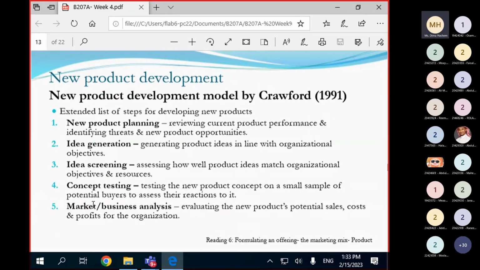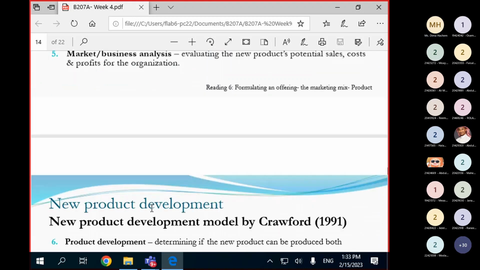So here we have another model by another researcher. He's called Crawford, and mainly it's the same idea that we just discussed. So you plan for your product first, and you generate the idea, you screen the idea, okay, you test it, and then you send it to the market and sell it.